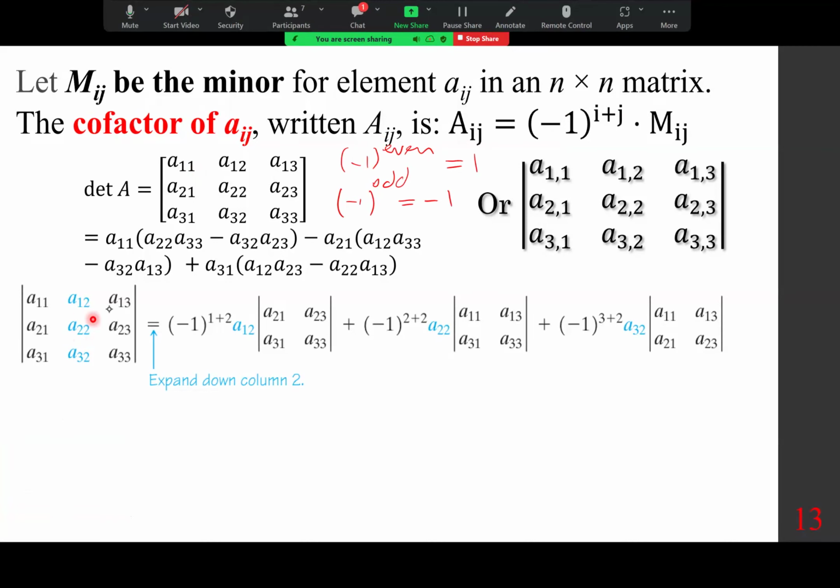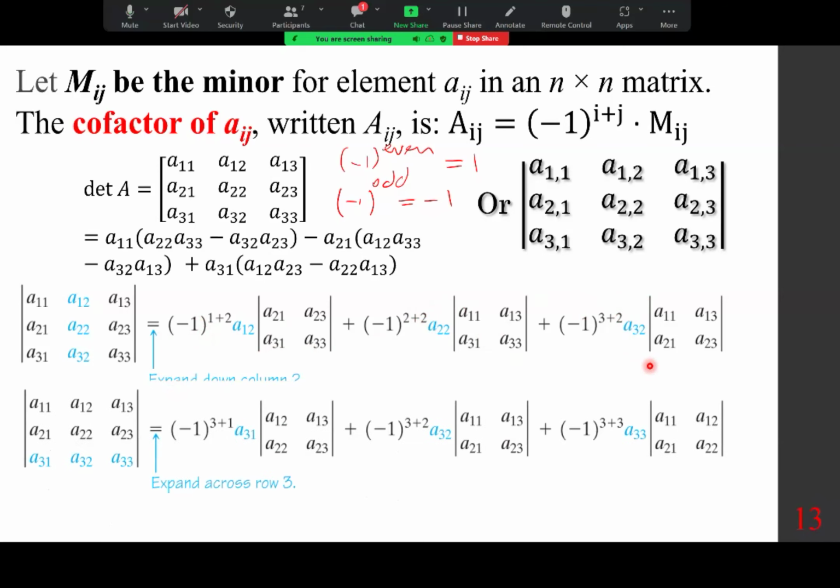So if you go with this one, this has the entry 1, 2. 1 plus 2 makes it 3, and -1 to the power of 3 makes it negative. And then 2 plus 2 is 4, even, which makes this positive. So they alternate. Take a look: this becomes negative, positive, negative. As long as you have the very first one, you don't have to go through all of those. So they alternate.